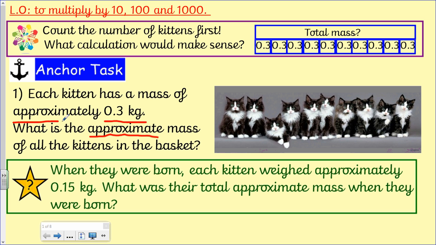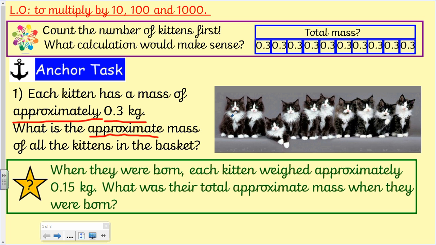So, each kitten has a mass of approximately 0.3 kilograms. What is the approximate mass of all the kittens in the basket? So they weigh approximately 0.3 kilograms. That means about. Some might weigh slightly more, some might weigh slightly less, but around about 0.3 kilograms. Okay, so we need to calculate the mass of all 10 kittens.